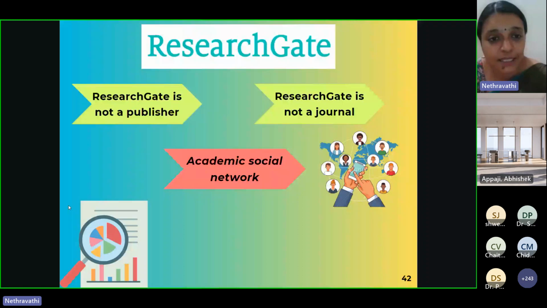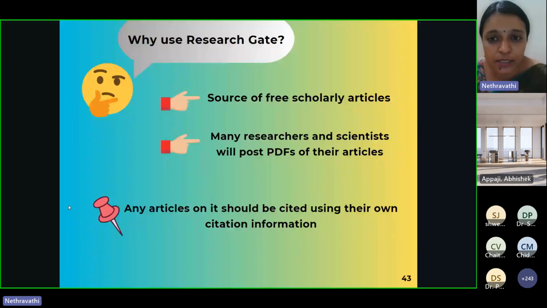So what is ResearchGate? It is not a publisher and definitely not a journal. It is just a social network connecting different people, and it is like a database of many journals that authors have posted there. Why should we use ResearchGate? It has many articles that one would be unable to access without a journal subscription. And as I told, many researchers and scientists post their full-length articles there.